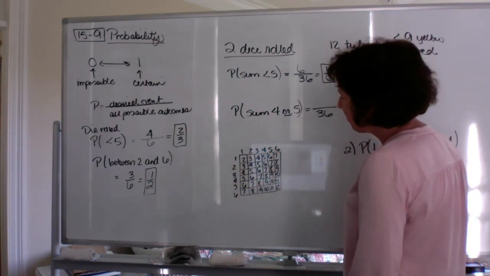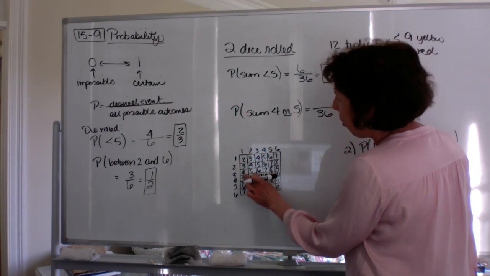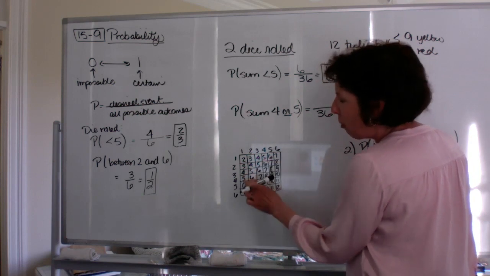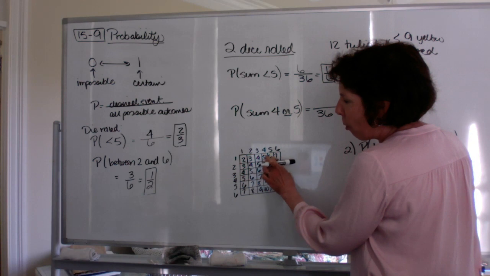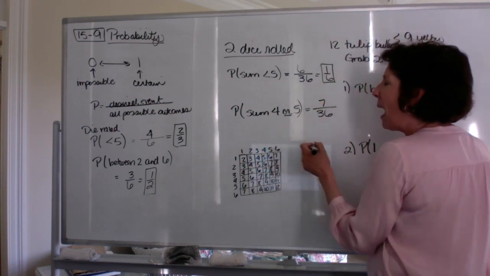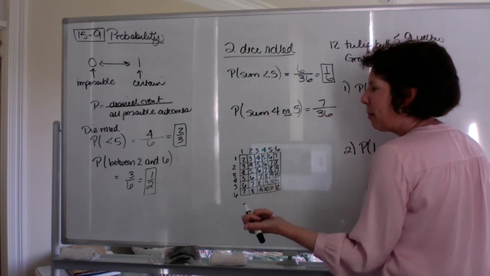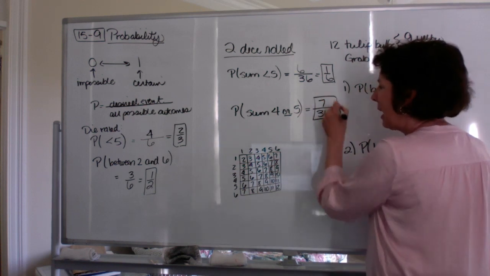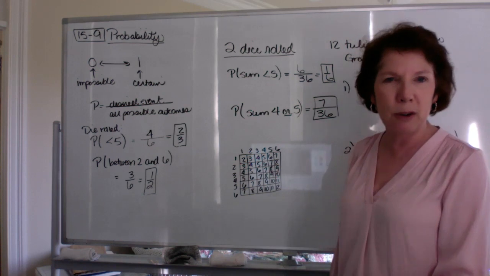So there are 3 ways to get a 4, and then there's 1, 2, 3, 4 ways to get a 5. So I've got 4 plus 3 is 7. So remember, I add the ways I can get a sum of 4 to the number of ways I can get a 5, and I get 7 out of 36.